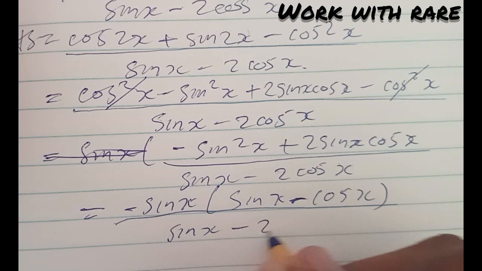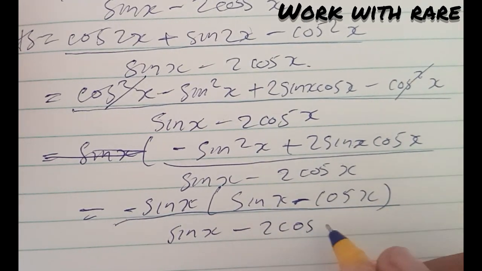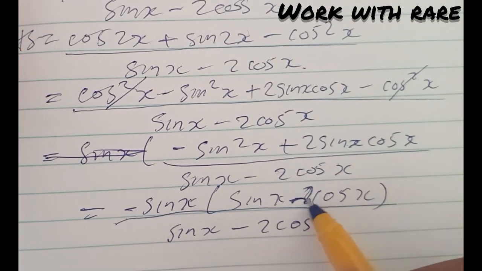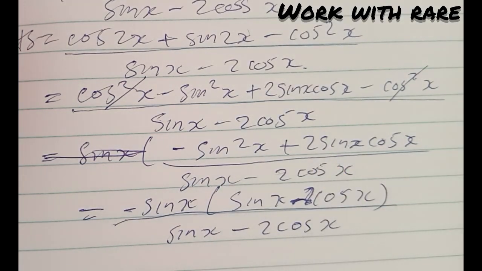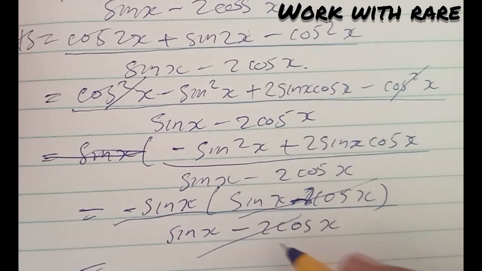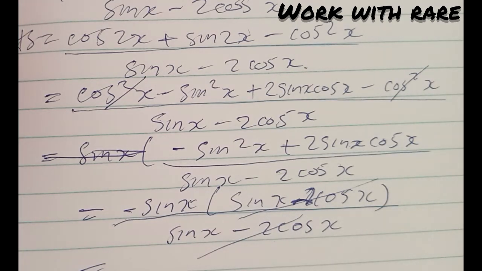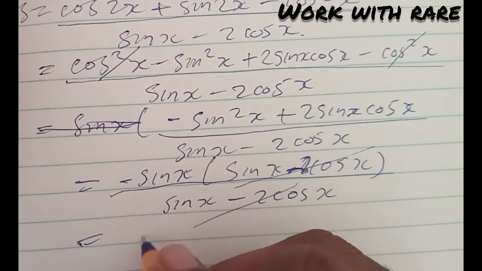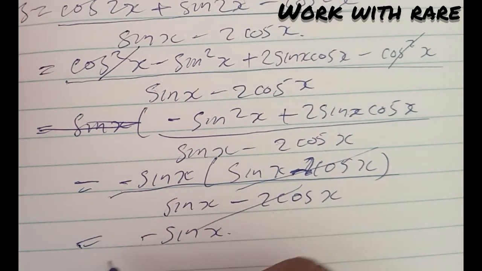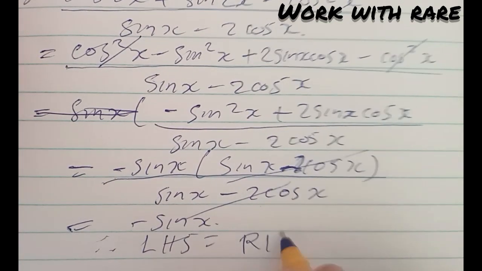Sin x minus 2 cos x. No, I forgot, here I can see I have 2 here. So these two will cancel each other. It's like this divided by this, which is 1, and negative sin x multiplied by 1 is the same. So our final answer is negative sin x. Therefore, it is proven that our left hand side is equal to right hand side.